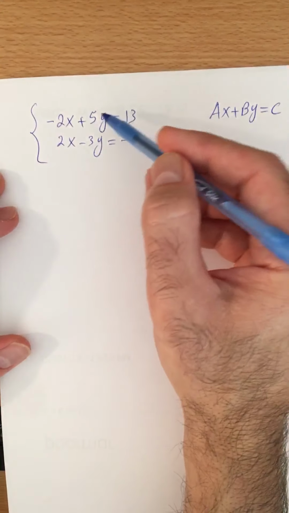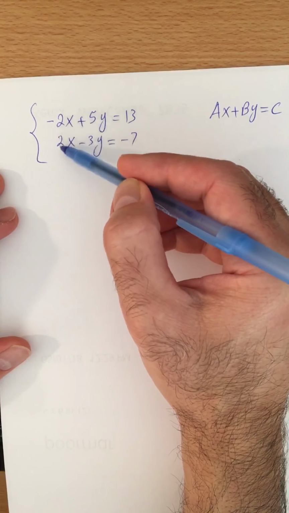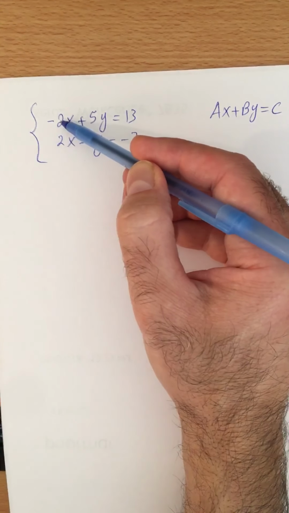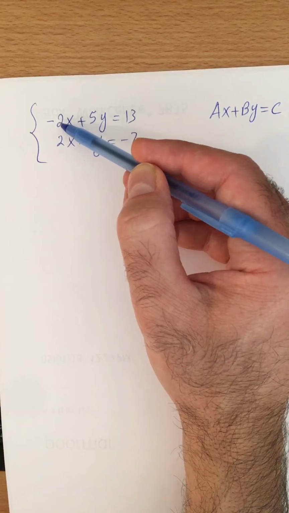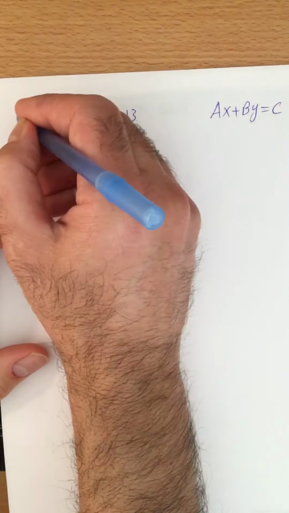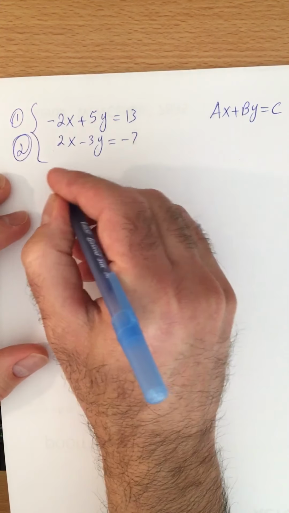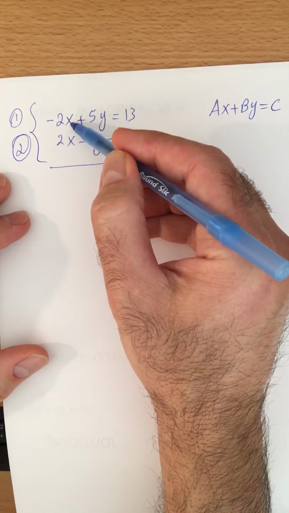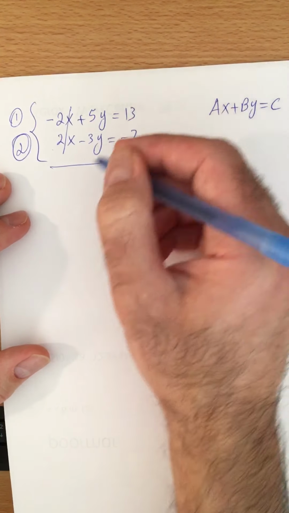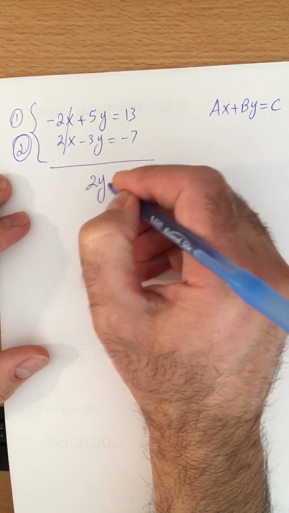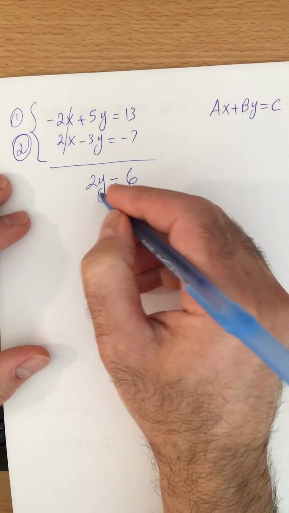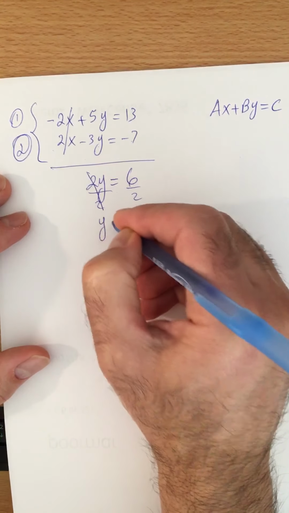So if you look, by chance, you can see that the x's have the same coefficient value. They're both 2's. One is negative, one is positive. So when I add equation 1 to 2, what's negative 2x plus 2x? Well, they cancel each other. 5y minus 3y, that's 2y, equals 13 minus 7, which is 6. So when I divide by 2, I get y to be 3.